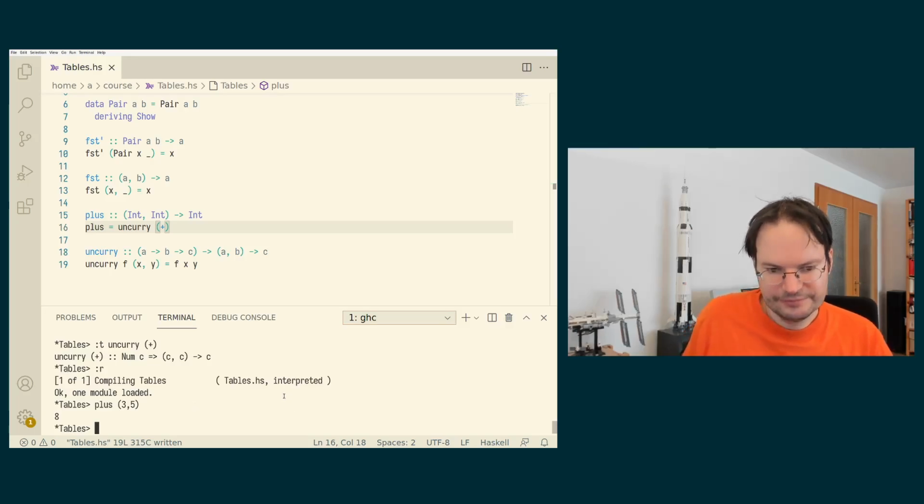Okay, that's enough as an introduction for pairs. Next, we're going to look at how we can use lists of pairs as a not very efficient, but relatively simple to construct representation of so-called dictionaries or lookup tables.